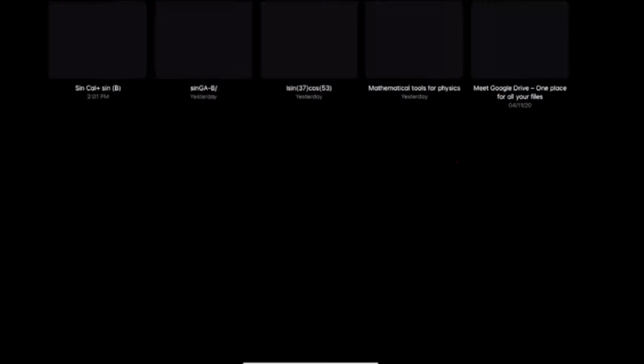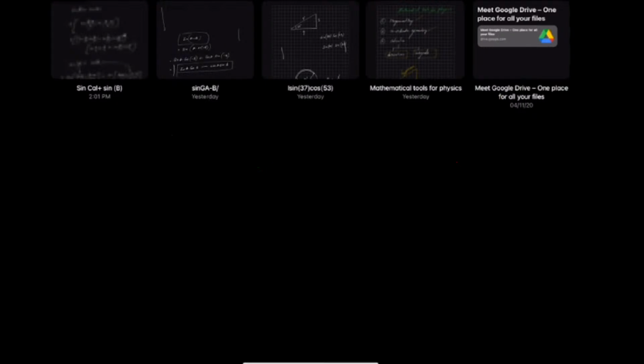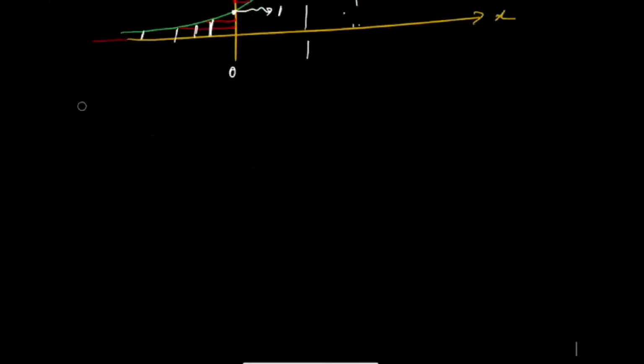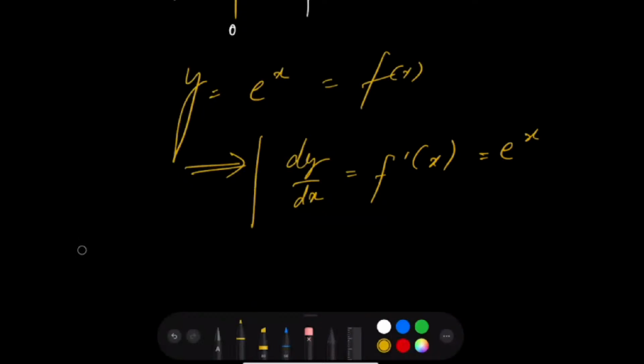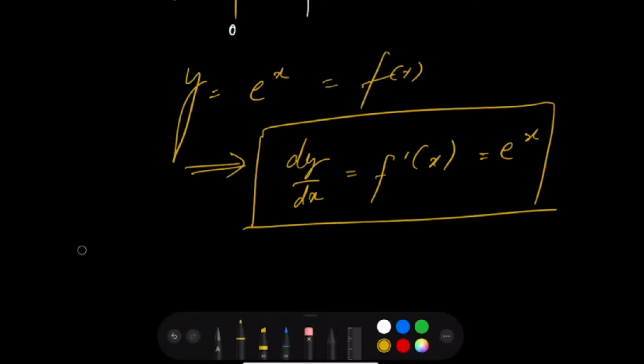So what you need to remember is, if you have the function y equals to e power x, which is equal to f of x, then dy by dx, or the derivative, is also e power x. You just remember this. I will prove it someday later. You just remember it. So you have learned derivatives of all these functions.